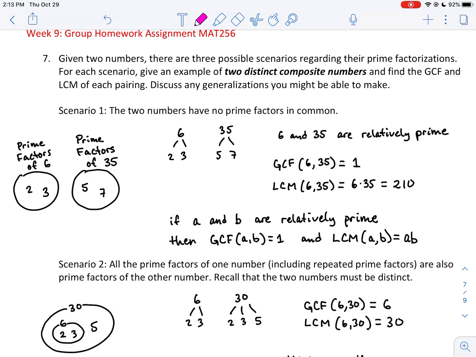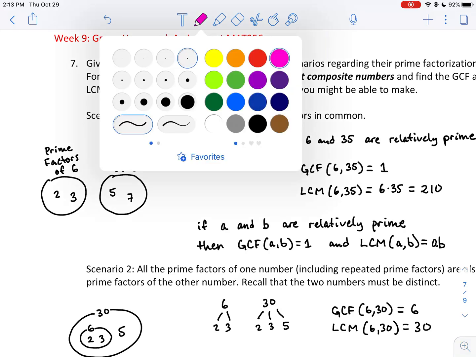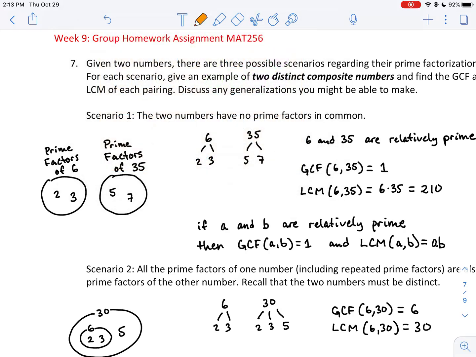Number 7. Those Venn diagrams will be helpful for understanding what I'm doing here in number 7. Scenario 1, we needed two numbers that have no prime factors in common. They need to be co-prime. So I went with 6 and 35. The factors of 6 are 2 and 3, and the factors of 35 are 5 and 7. So when you do a Venn diagram, in this case, they're disjoint. Right? There's no overlap. When that's the case, they have no prime factors in common. The GCF will always just be 1. And the LCM will be everything in their union.